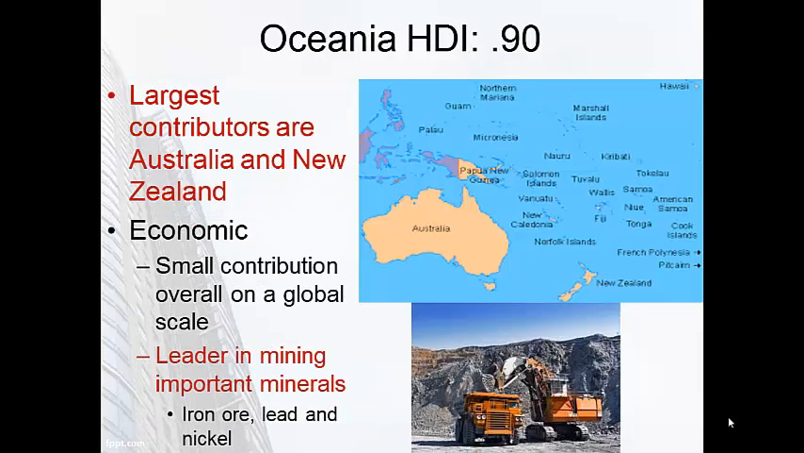Let's focus on the Oceania region, which has an HDI score of 0.90. The largest contributors in this area are Australia and New Zealand, with a plethora of other islands located within this area. Economically speaking, they are actually just a small contribution overall on a global scale, yet they lead the world in mining important minerals such as iron ore, lead, and nickel.